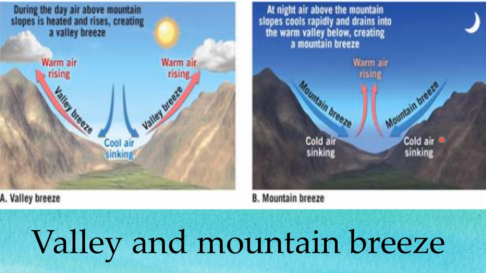And the cloud development on the mountain peaks signals the occurrence of a daytime upslope, or the valley breeze, as you can see in the picture again here. This is the cloud development that could signal the valley breeze. And at nighttime, the opposite, the sinking of air from the mountain ridge towards the valley, is what we call the mountain breeze.